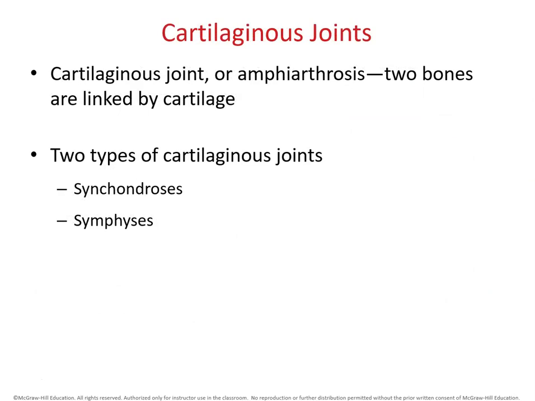So next we're going to talk about cartilaginous joints. Another name for this is amphiarthrosis, and these are two bones that are linked by cartilage. We have two different types here. We have synchondrosis and symphysis.